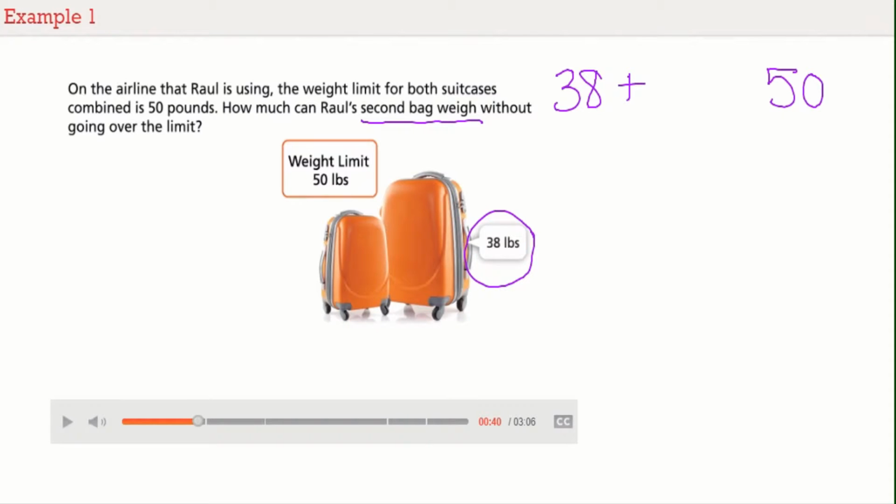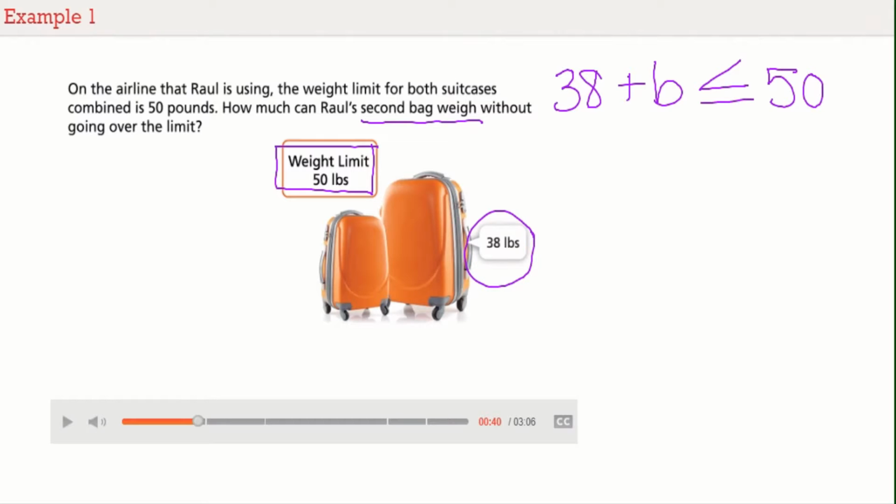When a number is unknown, we can use a variable. In this case, I'll use B for bag. Now I have to figure out what inequality I should use. You have to think, the weight limit is 50 pounds. So that means you cannot go over 50 pounds. So the largest number should be 50. So that means we're going to use a less than or equal to. Now 50 is included because that's the weight limit. We can go up to 50, but no more than that.